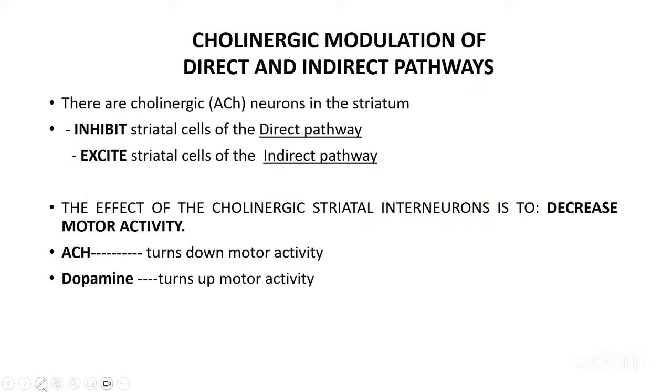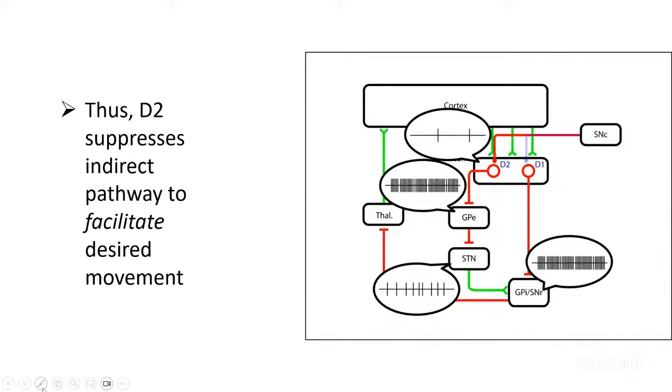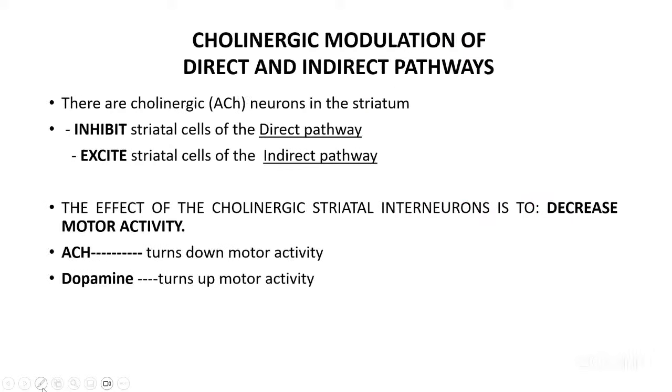So D2 suppresses the indirect pathway. Now, cholinergic modulation of the direct and indirect pathway. So we know that the cholinergic neurons are there in the striatum, which inhibits the striatal cells of the direct pathway and excites the striatal cells of indirect pathway. So the overall effect of the cholinergic interneurons is to decrease the motor activity. So acetylcholine turns down the motor activity, and dopamine turns up the motor activity.